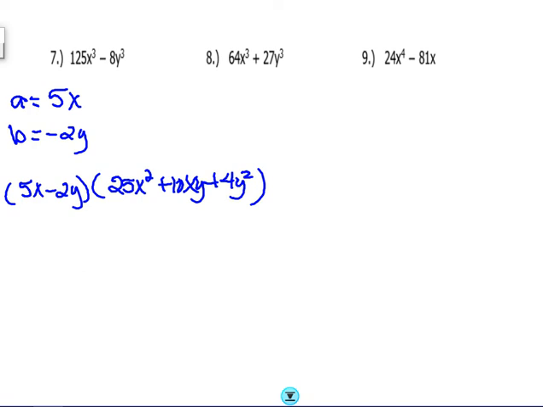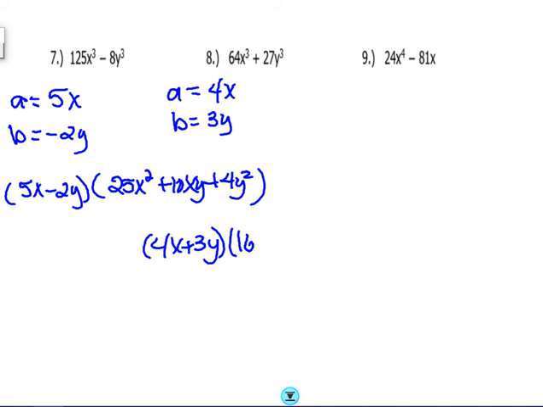All right, number 8. So my first term is 4x. My second term is 3y. It's a sum this time. So 4x plus 3y, square, opposite multiply, and then square the second term. All about muscle memory on that pattern. All right, look at number 9, a little bit different.